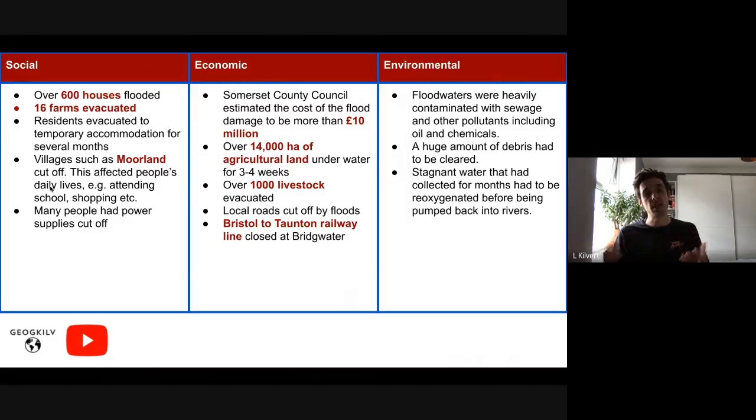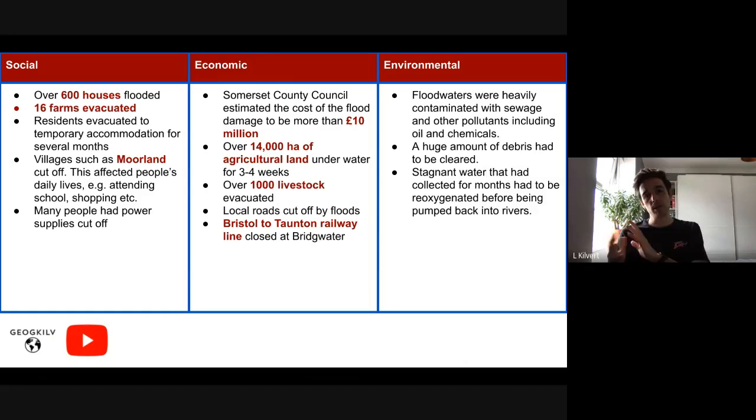Depending on what resource you look at will depend on what the figure is that's put on it, but you can see that there's a massive range of impacts. She also talks there a bit about some of the environmental impacts as well. So what I've got here is a table which basically splits out some key impacts into social, economic and environmental, okay? I'm going to read you through them.